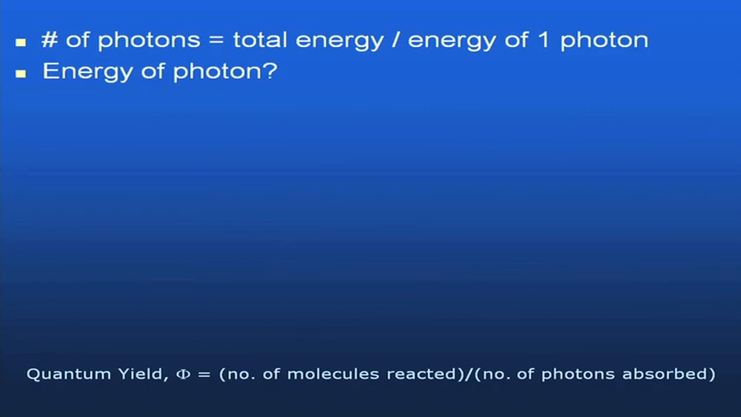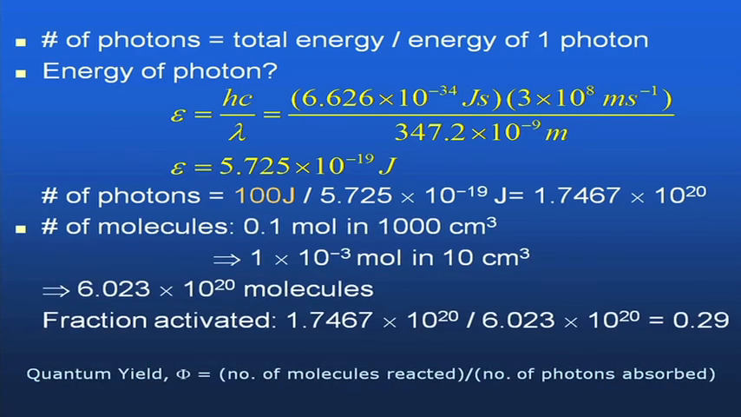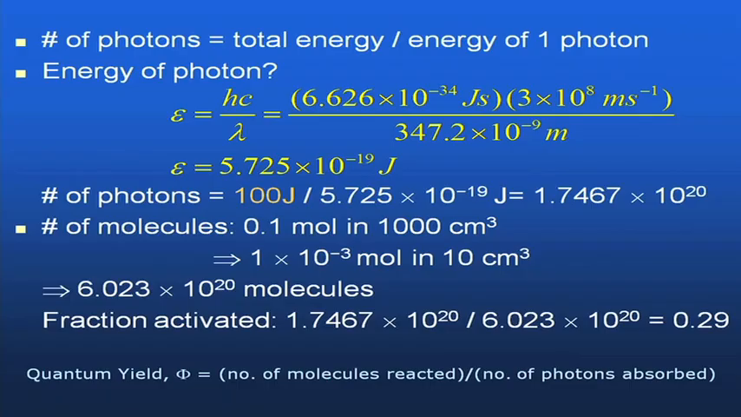Okay. So, the number of photons you can calculate is the total energy which you are supplying to the system divided by the energy of a photon. Suppose you are looking at a 347.2 nanometer photon. The energy ultimately comes out to be this much in joules. If you supply 100 joules, then this is the number of photons that you are supplying into your chemical solution. And if you have a 0.1 molar, 1 liter solution, how many molecules do you have? It is of the order of 10 to the power 20.